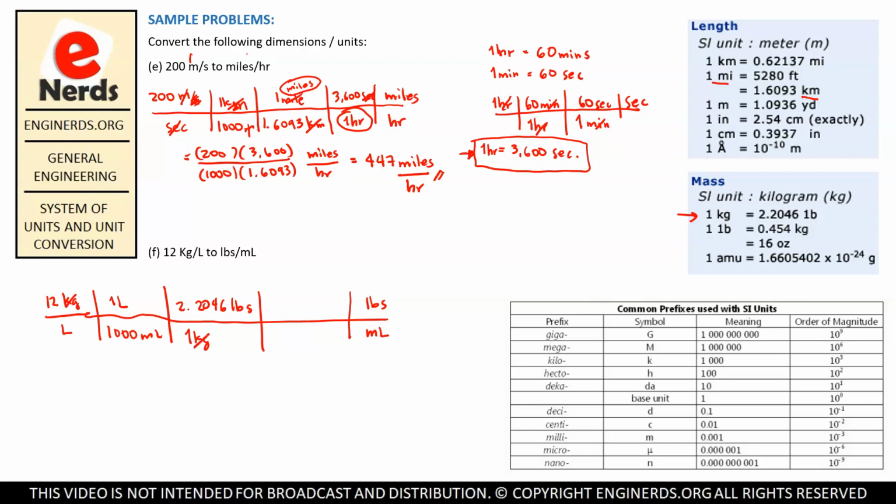Kilogram will be cancelled out. Liters will be cancelled out. So, ang unit na matitira sa atin is pounds per milliliter, which is yung required natin. So, numerically, this is 12 times 2.2046 divided by 1,000. Ang unit is pounds per milliliter. Okay? Which is equal to 0.026 pounds per milliliter. And this is our final answer.